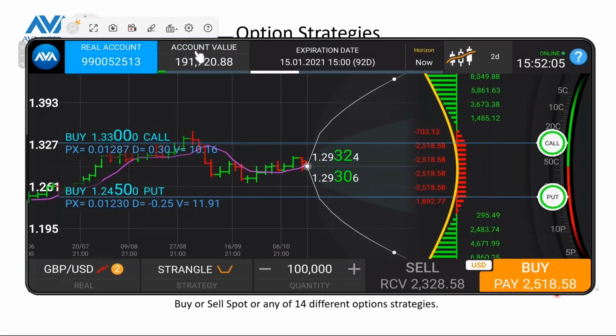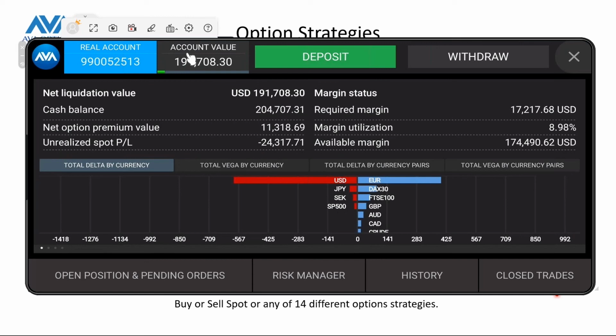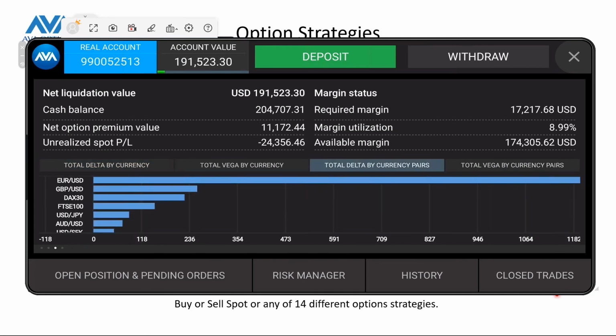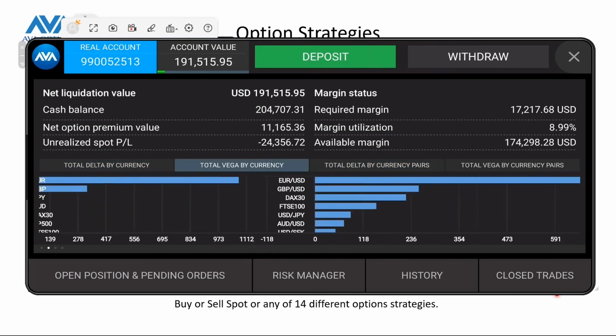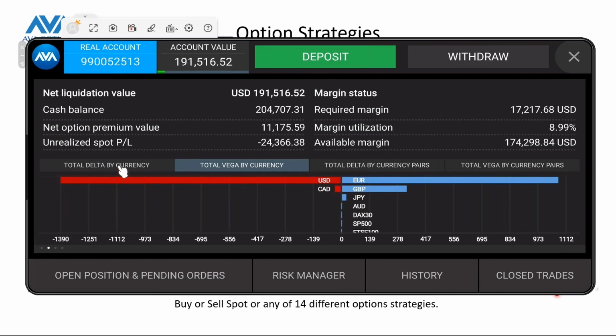If I click here, account value, I get my account summary. My account summary is telling me all of my positions, my net position in euro, my net position in the DAX, my net position in the pound. If I bought the pound against the dollar, it means I'm long the pound and short the dollar. So I'm seeing my net risk by currency. Here I can see it by currency pair. Here I can see my exposure to volatility, my options exposure.